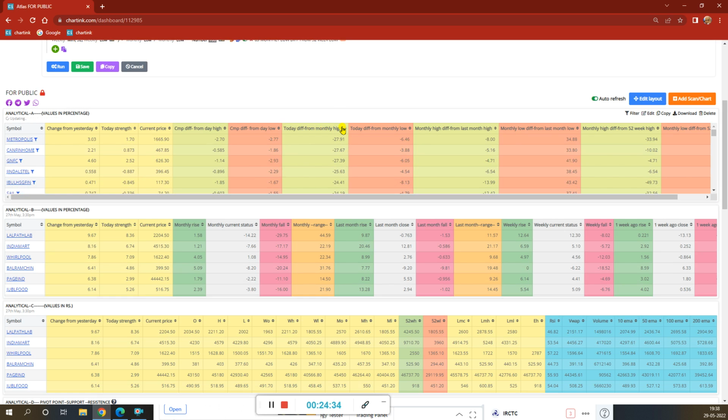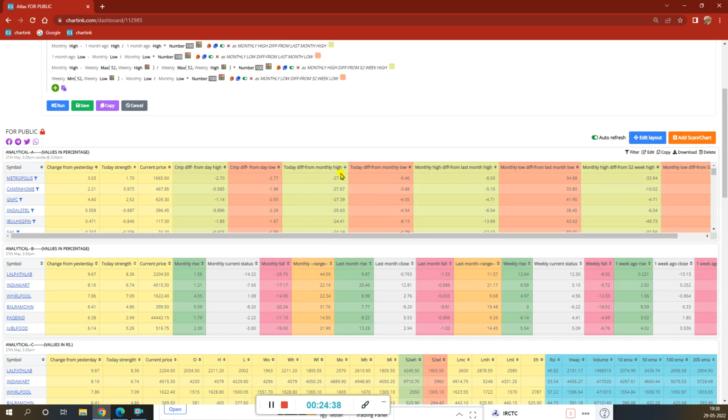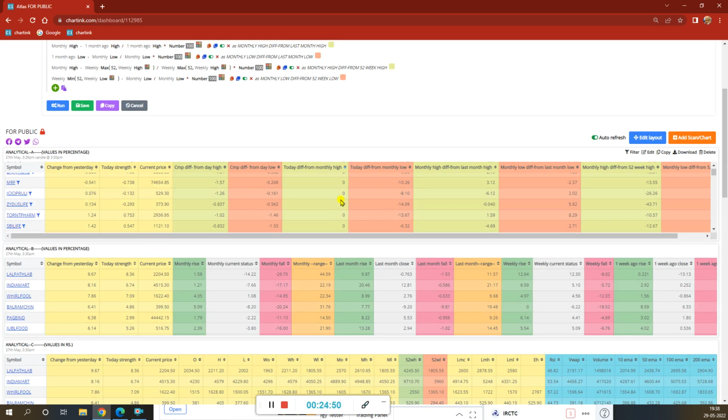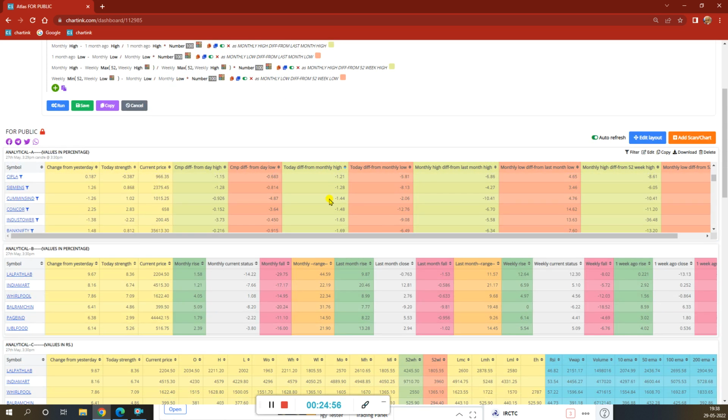When we click on this, it gives us the highest percentage on top, and when we click on this, it gives us the 0. 0 means this stock has made its monthly high today only. Bajaj Auto has made monthly high today only. Torrent Pharma has made monthly high today only. SBI Life has made monthly high today only.